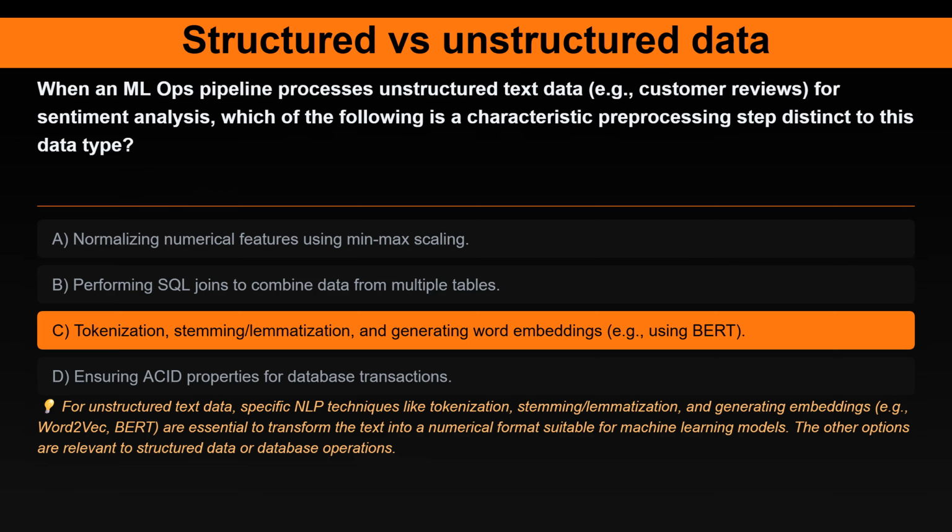The correct answer is tokenization, stemming, lemmatization, and generating word embeddings, e.g., using BERT. Here's the explanation. For unstructured text data, specific NLP techniques like tokenization, stemming/lemmatization, and generating embeddings, e.g., word2vec, BERT, are essential to transform the text into a numerical format suitable for machine learning models. The other options are relevant to structured data or database operations.